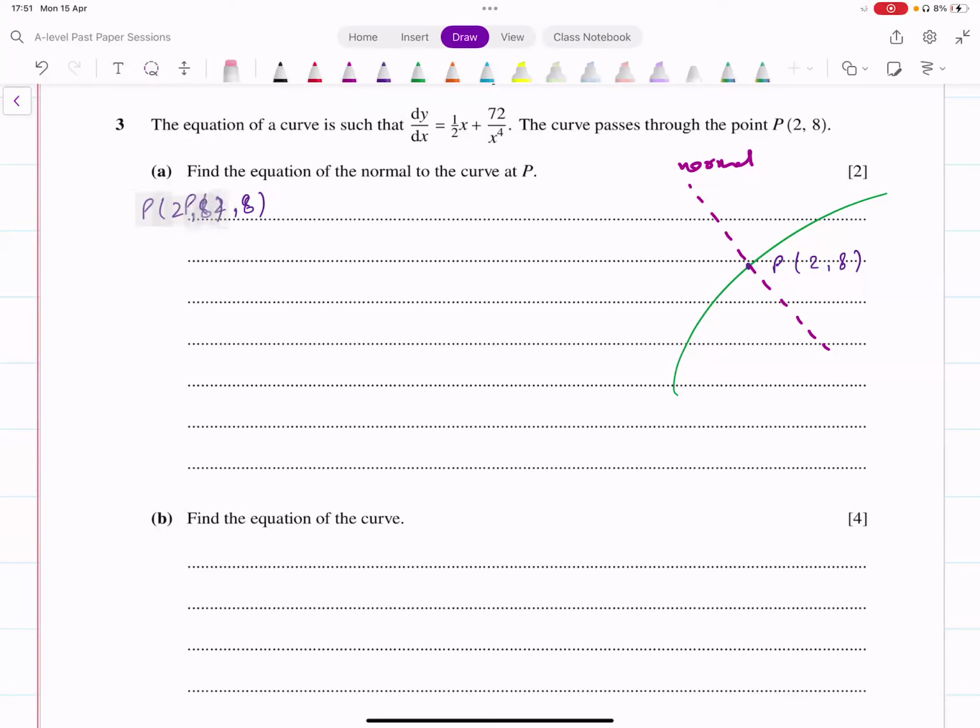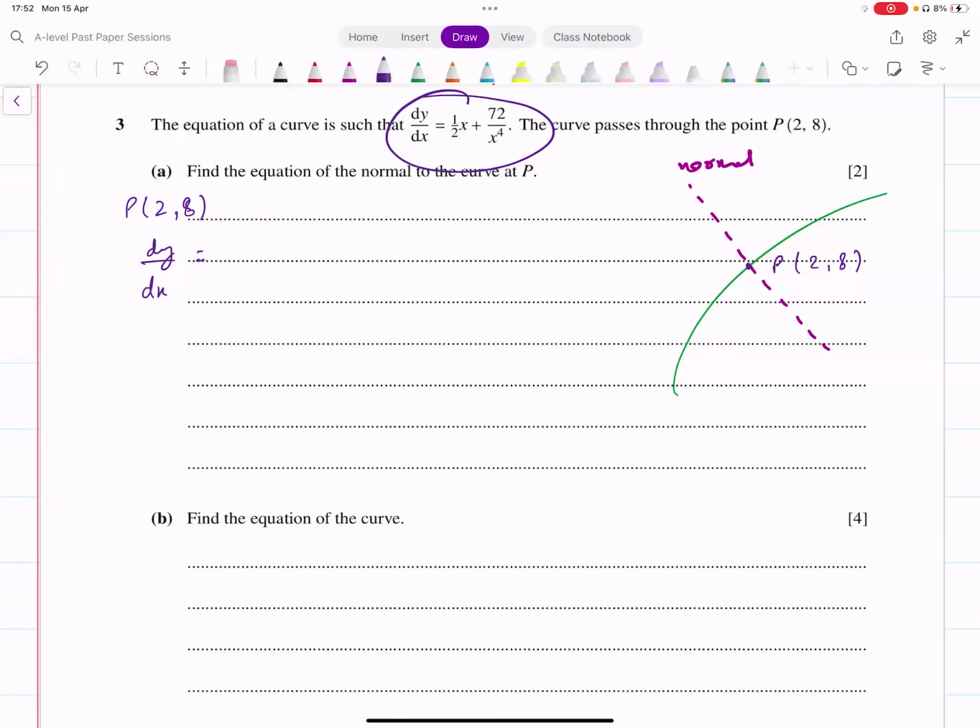Now, how do you find gradient of a normal? Normal is perpendicular to a curve, right? So whatever is the gradient of the curve at that point, the gradient of the normal is going to be negative reciprocal of that. What's the gradient of curve at this point? Let's just put that point in this derivative and see what that gives you. You have to do it on the left side.